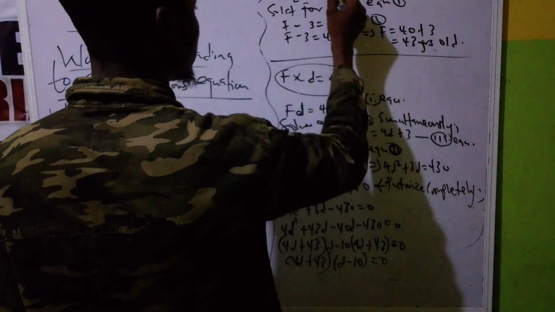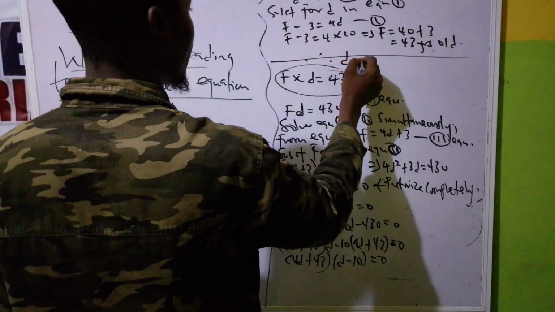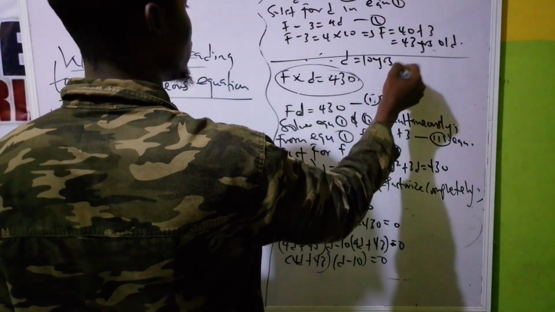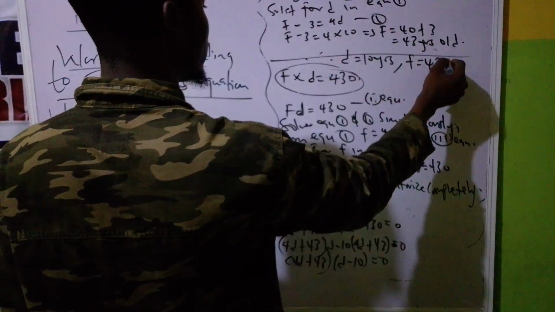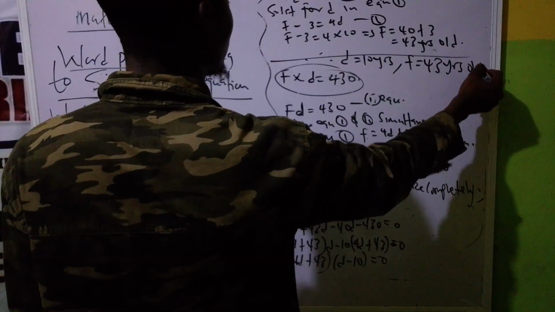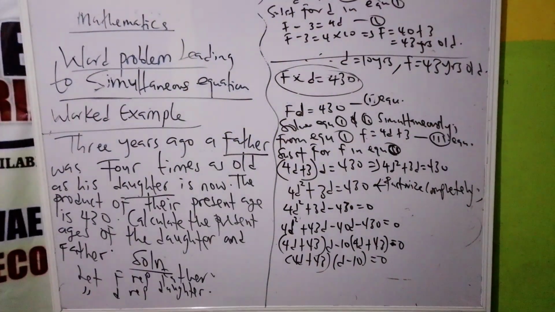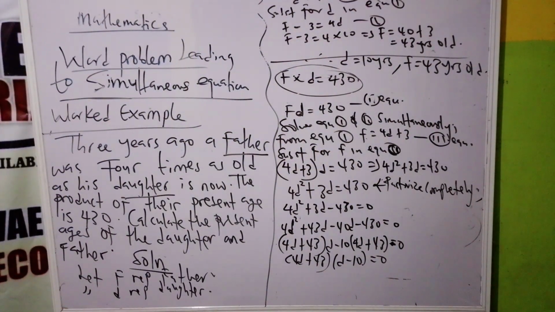The daughter's age is therefore 10 years old, and the father's age is 43 years old. So that's just it. No stress about that. Now you get the full, clear picture of the problem. The problem is not hard. It's just your logic.